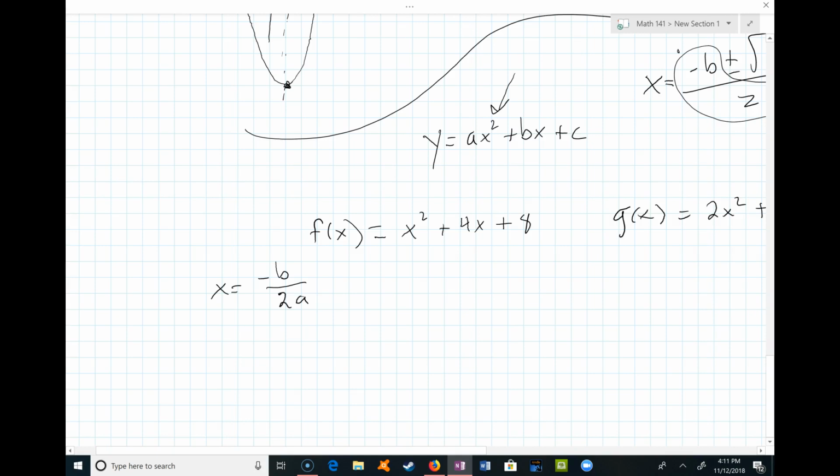So again, this is the x coordinate of the vertex of a quadratic function.